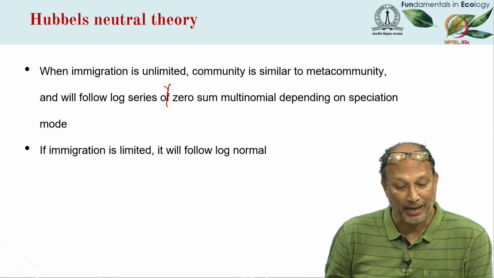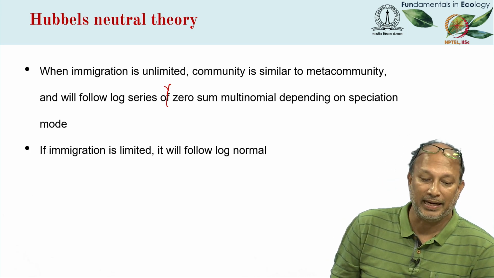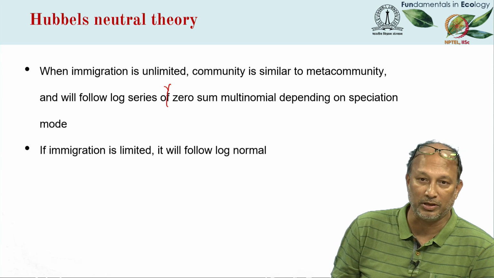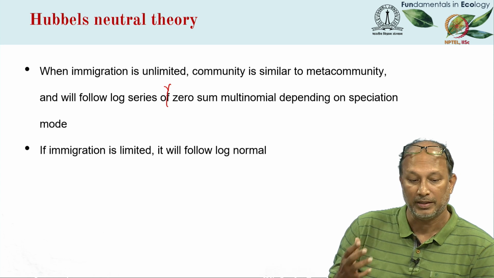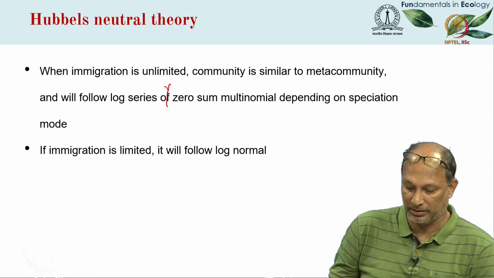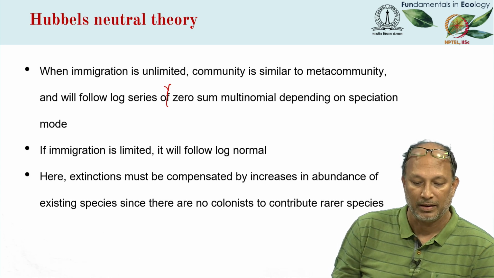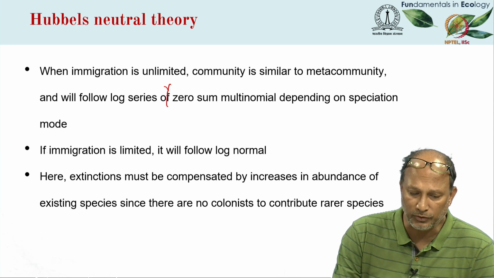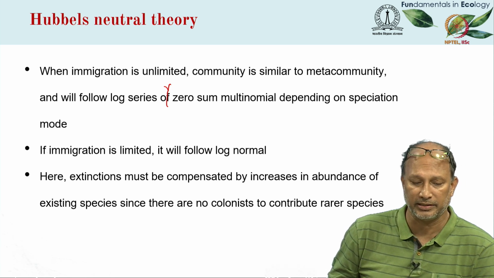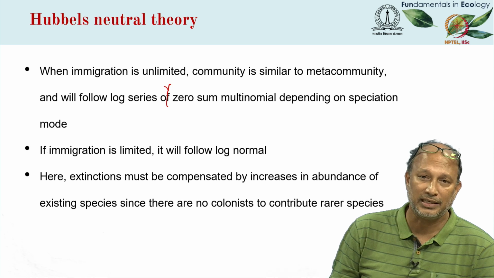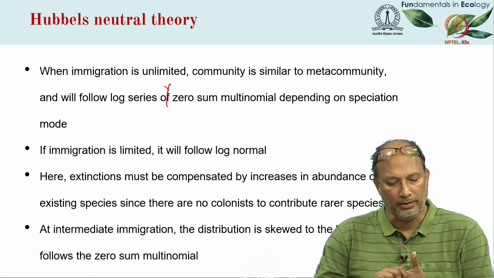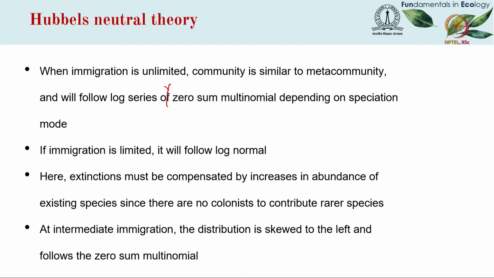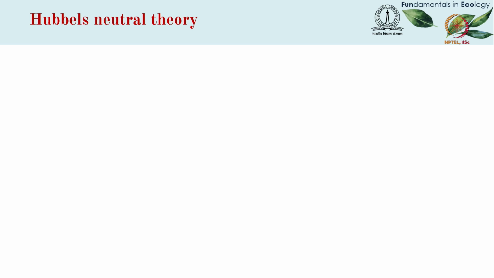But if immigration is limited, then the community follows a log normal distribution. So the speciation mode doesn't influence the outcome. Immigration itself limits the nature of the distribution to the log normal. Here, of course, extinctions must be compensated by increases in abundance of existing species, since there are no colonists to contribute rarer species. At intermediate levels of immigration, he found that the distribution is skewed to the left and follows the zero-sum multinomial.